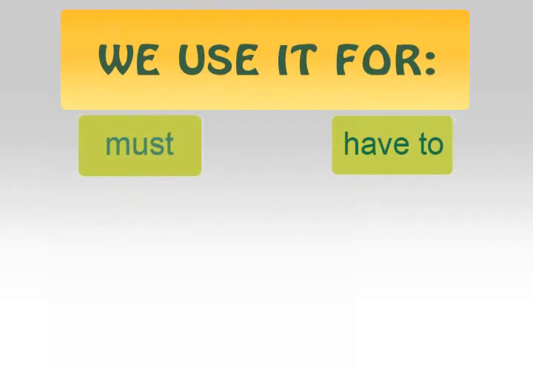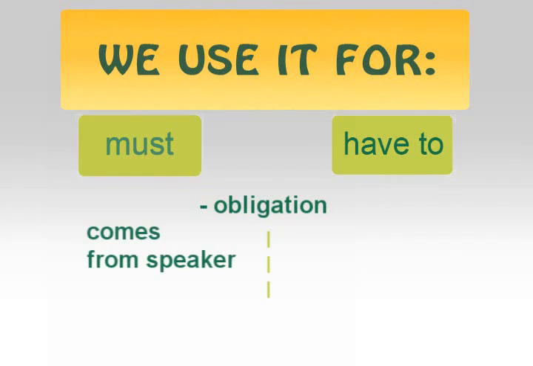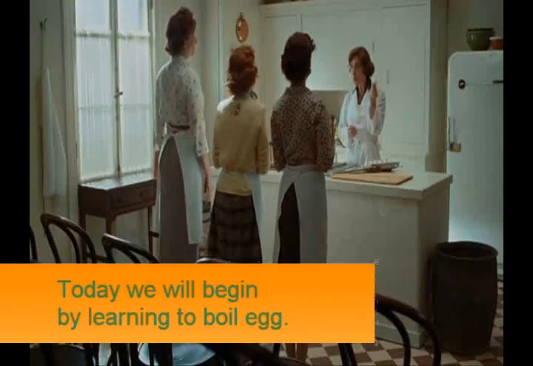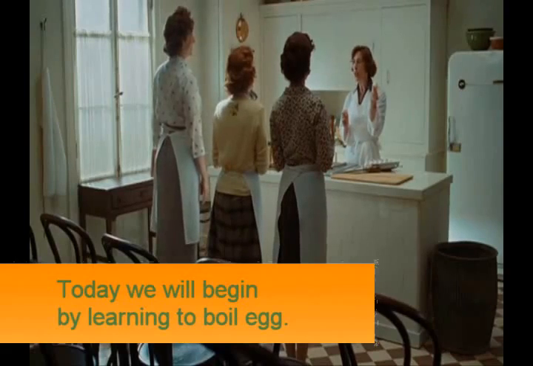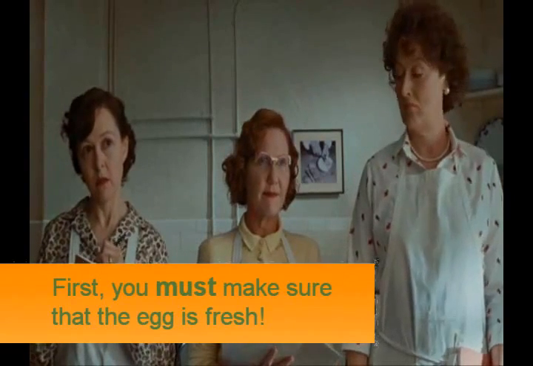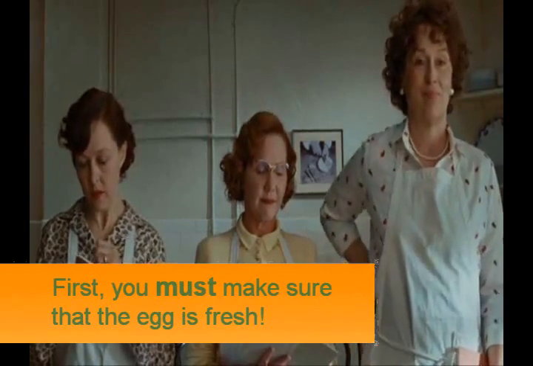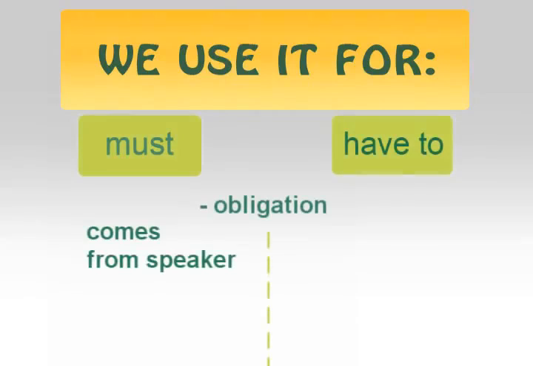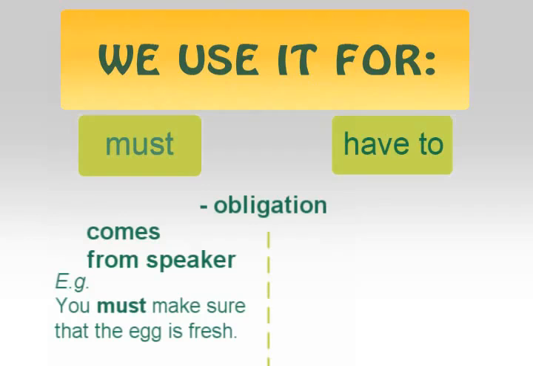We use both must and have to for obligations. Must is used for obligation that comes from the speaker. Today, we will begin by learning to boil eggs. First, you must make sure that the egg is fresh.